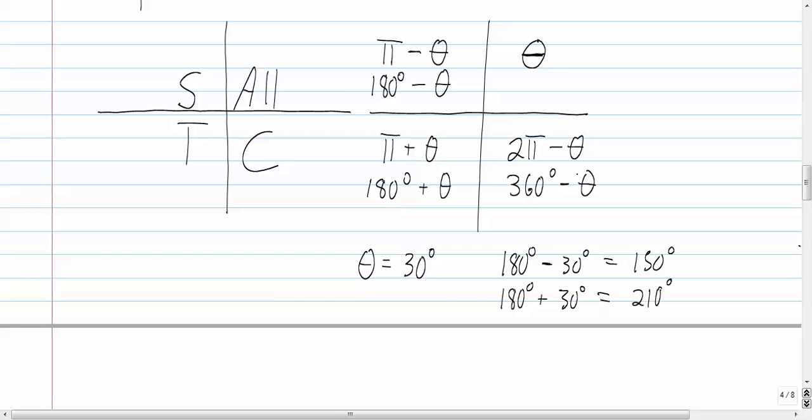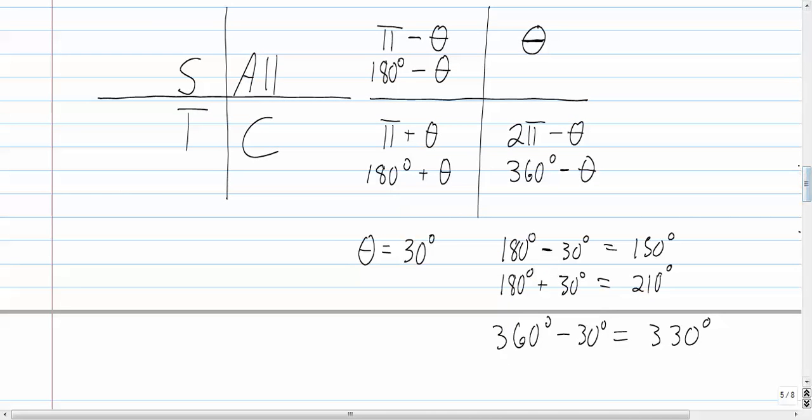And if I want to get its multiple in the fourth quadrant, I'll say 360 degrees minus 30 degrees, which is 330 degrees. So the multiple of 30 degrees in the fourth quadrant is 330 degrees. So that's one way this table can be used. It's not used that way very often, but it can be used that way.